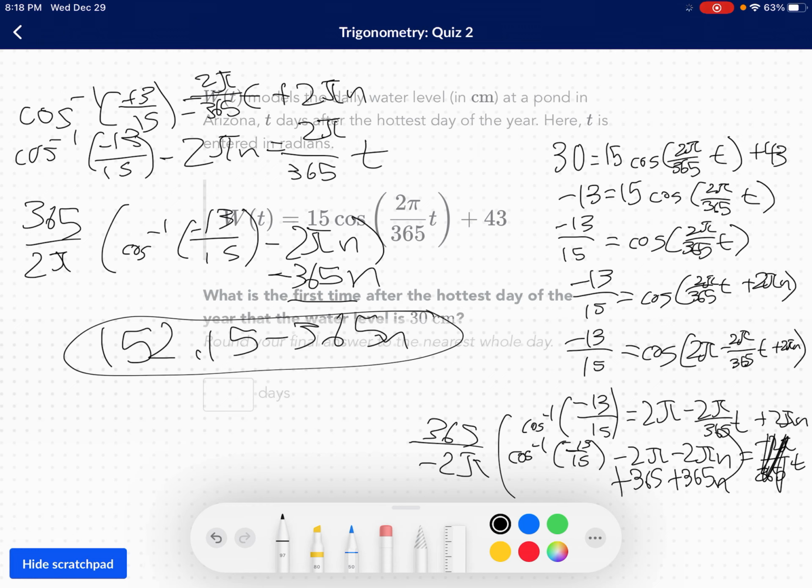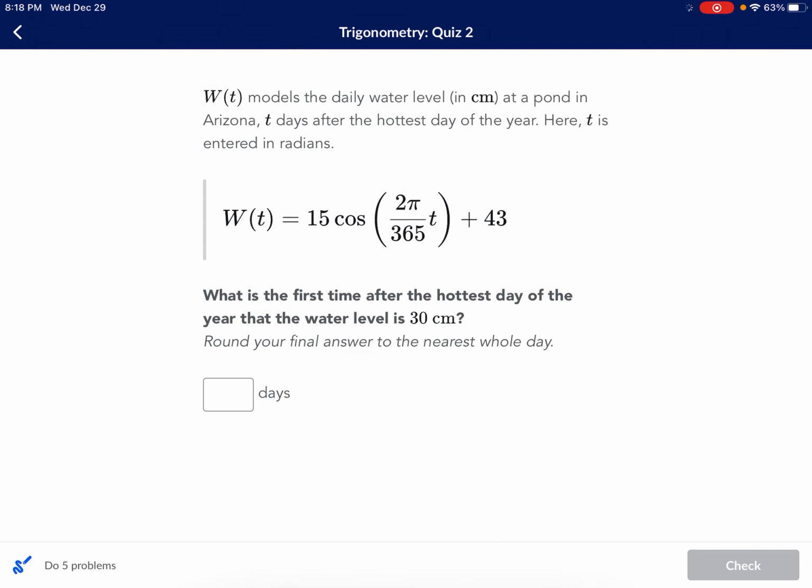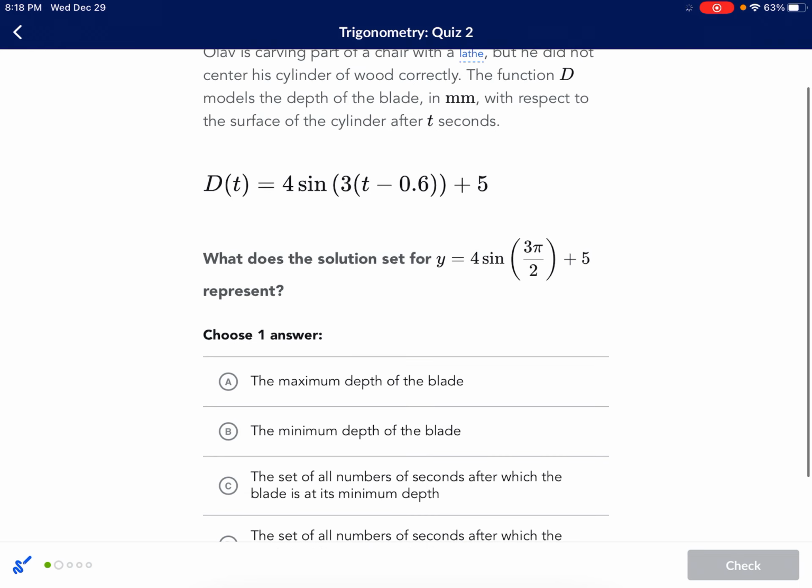So then I just compute the inverse cosine of negative 13 over 15, and then multiply by 365 and divide that by 2 pi. Negative 2 pi. And then add 365. That's 212. So it's 152. That's the first.